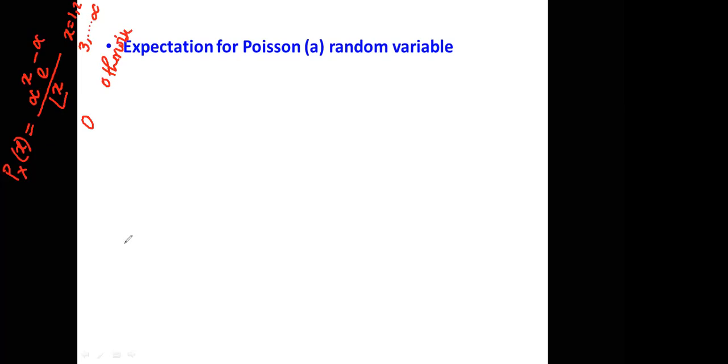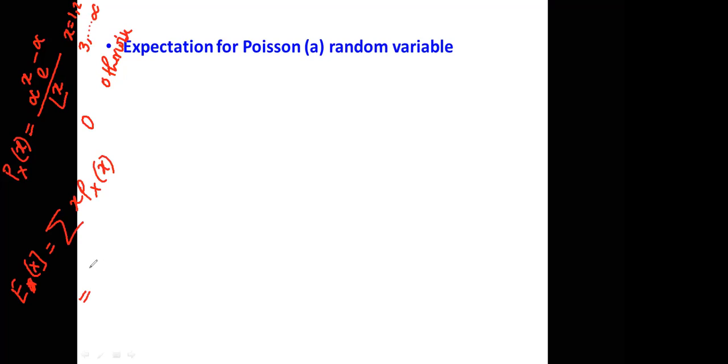The Poisson value is something like this one. Now again, we need to find out the expected value for this Poisson random variable. What is the expected value? We know that this one is equal to summation of x px.